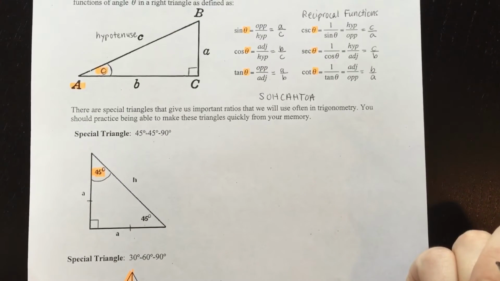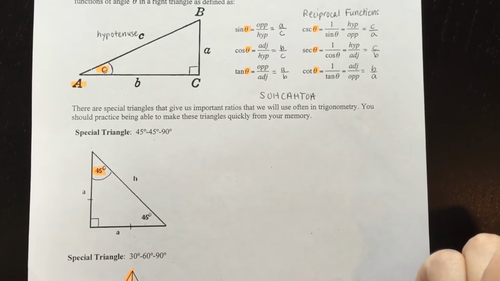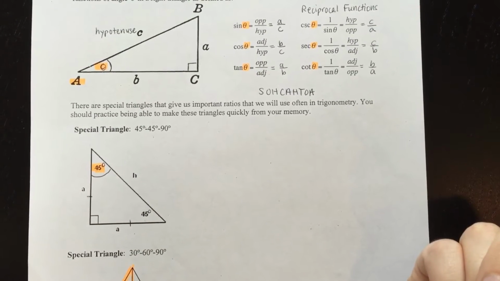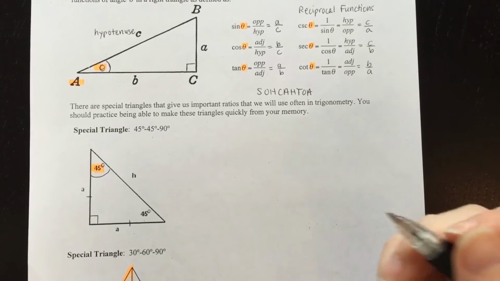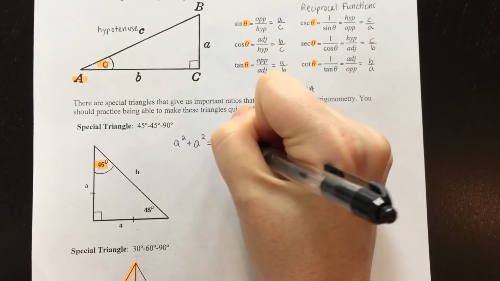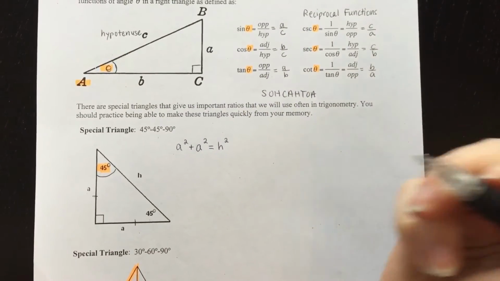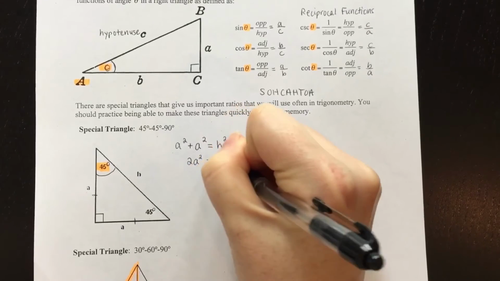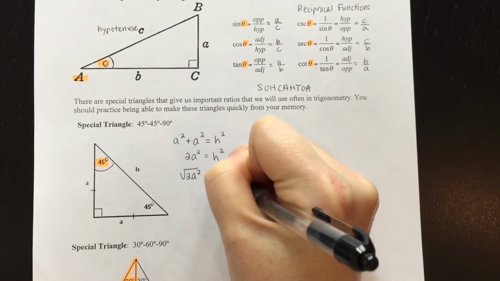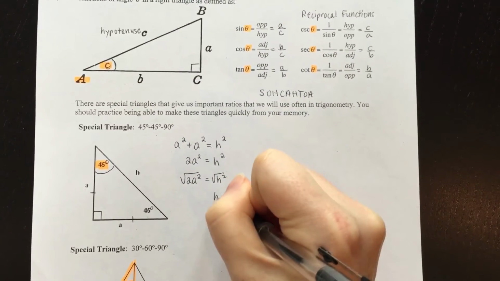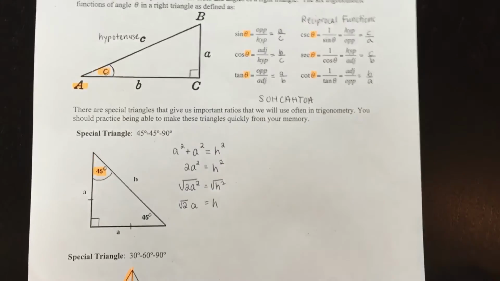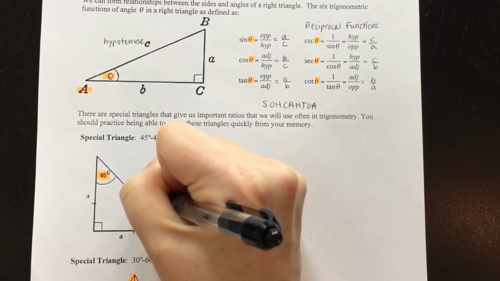And so what I'd like to do is see if I can write the hypotenuse as a function of the sides a, and then see if I can find the rules for the sine, cosine, and tangent ratios in this triangle. So using the Pythagorean theorem, I have a squared plus a squared equals h squared, or 2a squared equals h squared. So if I take the square root of both sides, then I can see that the hypotenuse is equal to the square root of 2 times a. So I'm going to put that on my diagram.